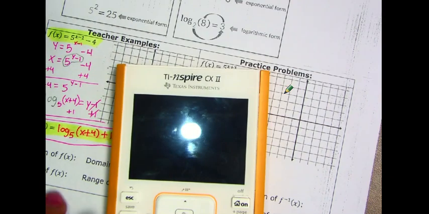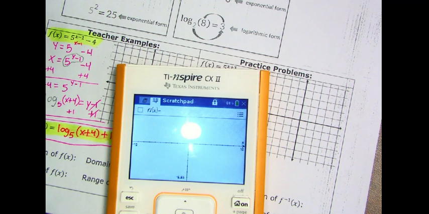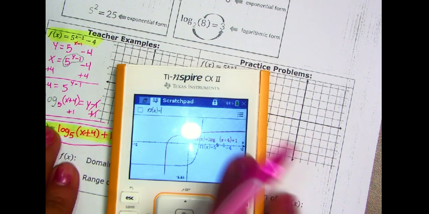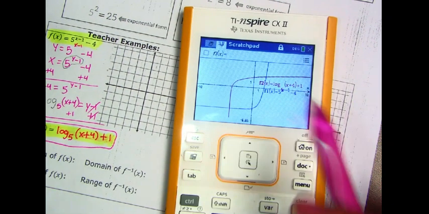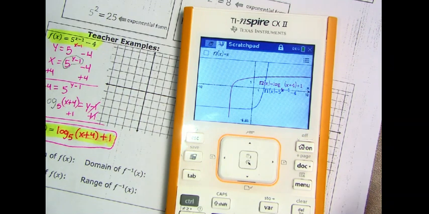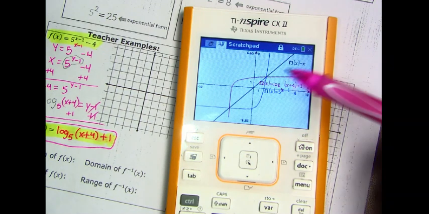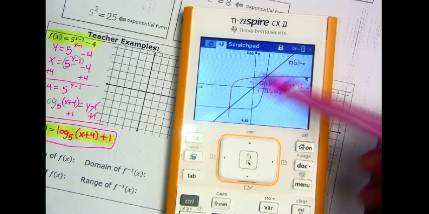So we have 5 to the power of x minus 1, minus 4, and then we have log base 5 of x plus 4, plus 1. And to verify that they reflect on the line of y equals x, I'm going to also add the line y equals x. That way we can see how these two reflect on that line.